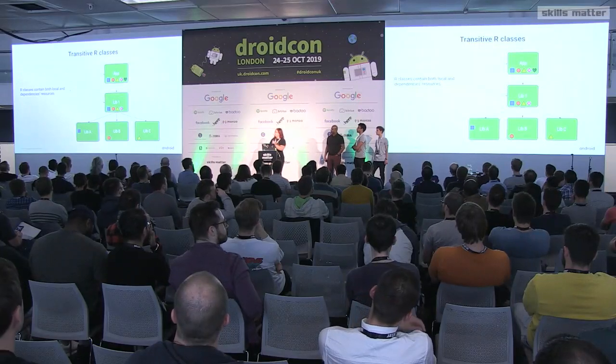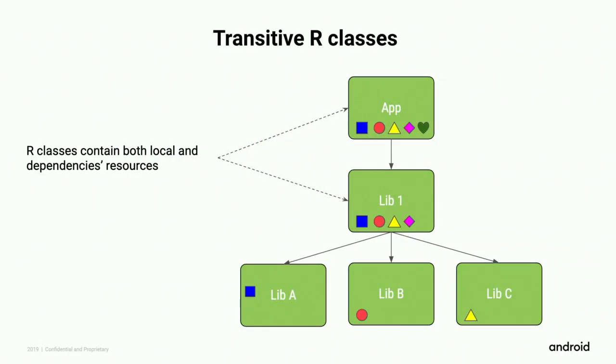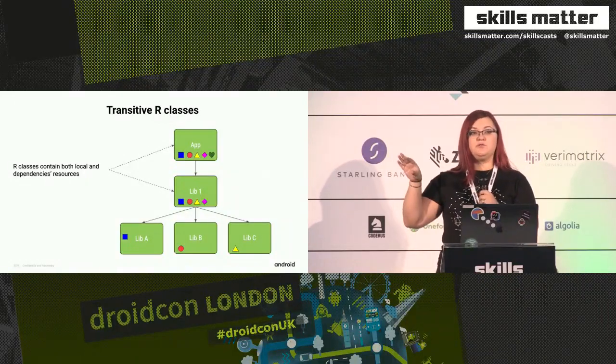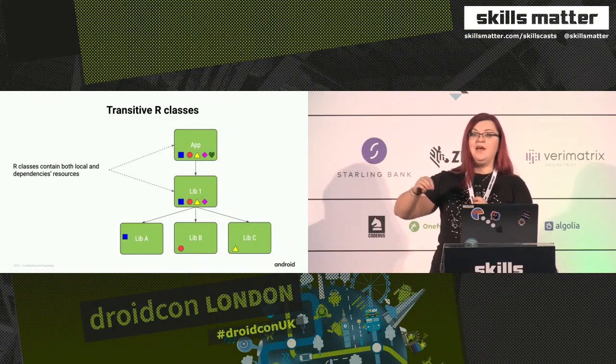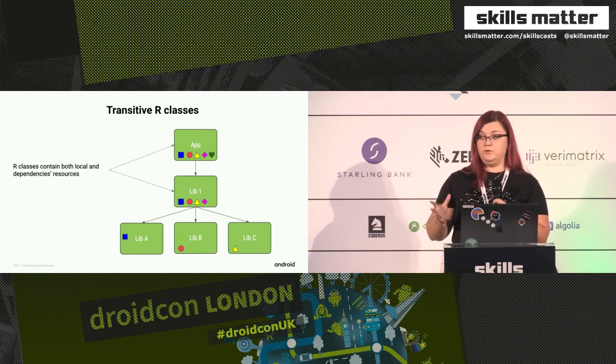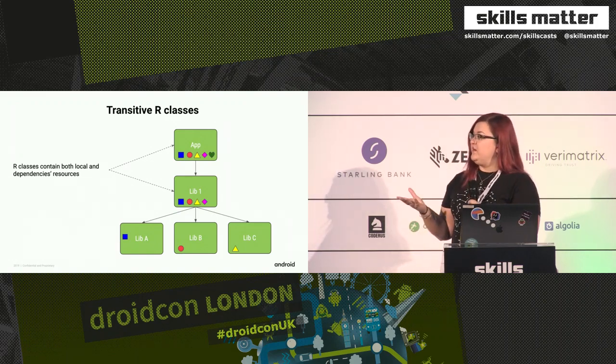So let's also talk about the contents of the R class. When you're developing your library or app, you might have noticed that when you reference a resource, let's say from the support library, you can actually use your own R class. This is because resources get merged and put into the R class at every single module. So the local R class contains both the local and dependencies' resources. This leads to really big, bloated R classes. For example, if you create a simple Hello World app, even if you have only 5 resources in that module, that R class will have over 2,000 resources already.